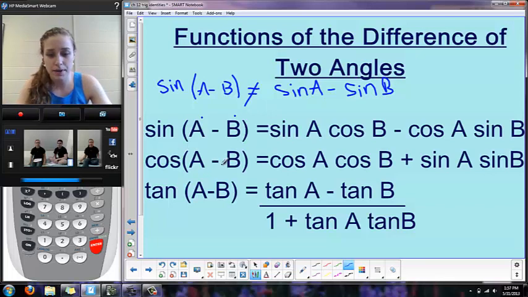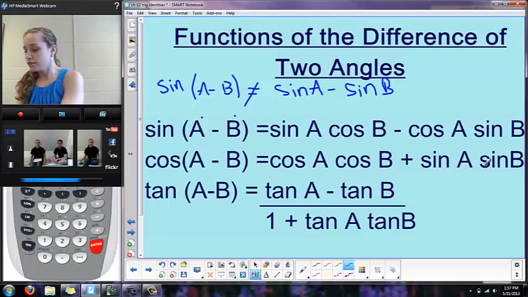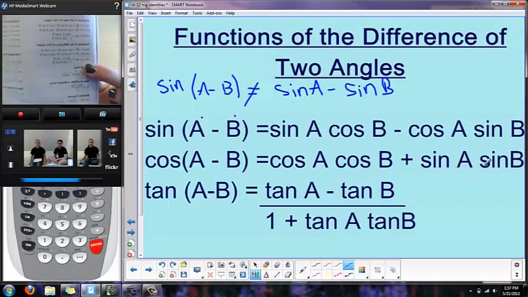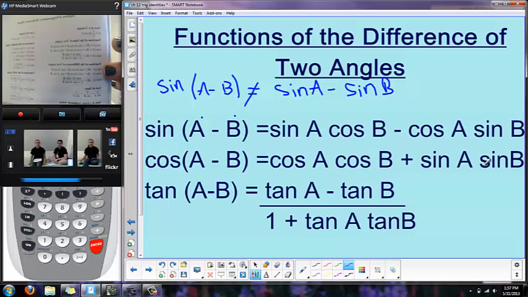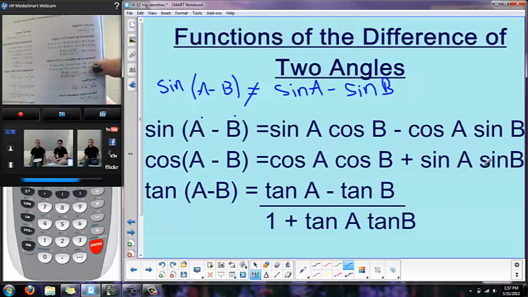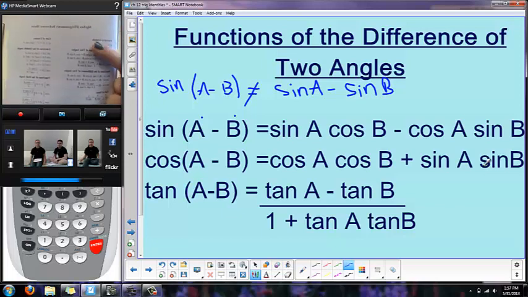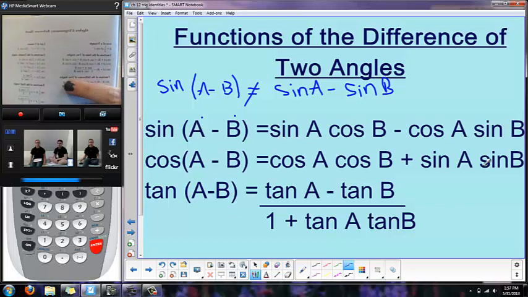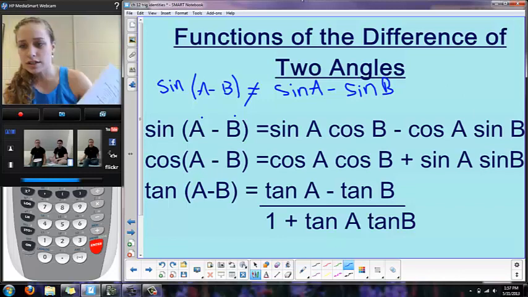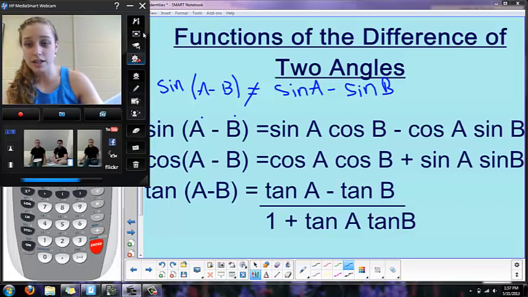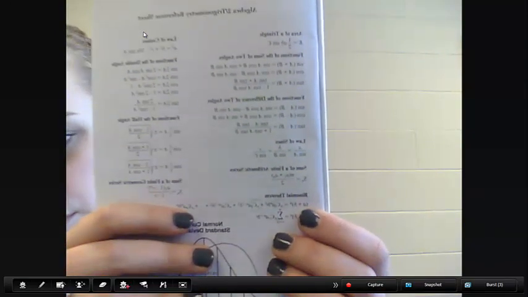So cosine of A minus B is cosine of A times cosine of B plus sine of A times sine of B. All of these equations are right below the sum ones, with all the difference of two angles. If you look at the equations for the sum of two angles and the difference of two angles right next to each other, you can see that they are almost identical. If you look at the sine of A plus B and the sine of A minus B, it's the same pattern of an equation. It's just that one tiny sign is different. Let me zoom this in so you can see.